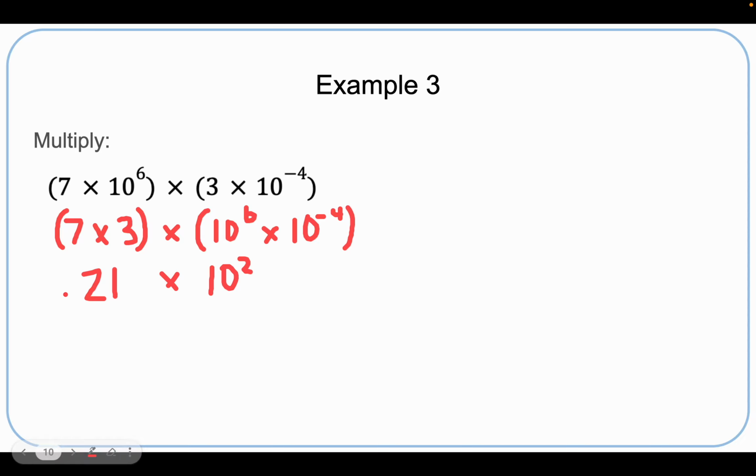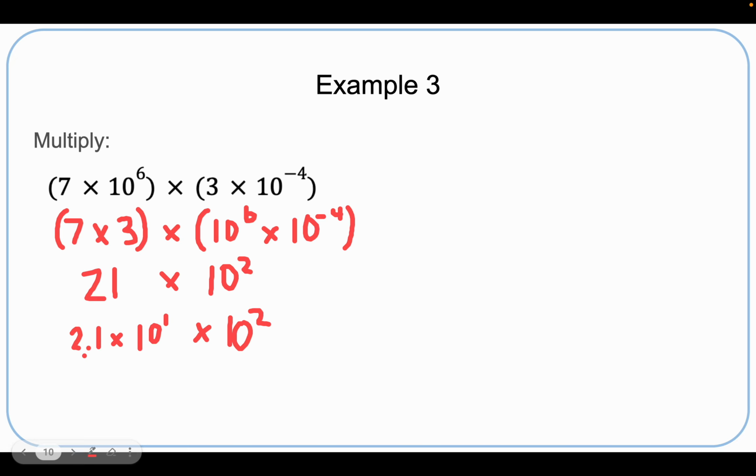But again, this is not in scientific notation yet because our first number here needs to be between 0 and 10, right? So we need to rewrite 21 as 2.1 times 10 to the 1st power. Okay, so 21 is the same as 2.1 times 10 to the 1st power. And then multiply that by this 10 squared.